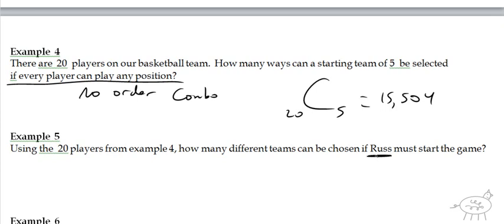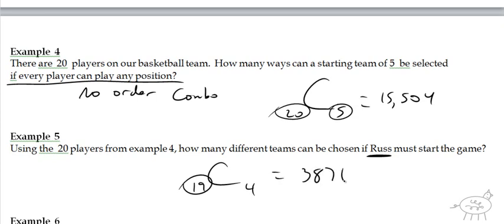must start the game? So here's the deal. That means there's one less person to pick from. So instead of 20, it's 19. One less person plays, and I'm picking how many? Well, before I picked 5, but one's got to play. So now I'm only picking 4. So it's 19C4, which is 3876. Okay?